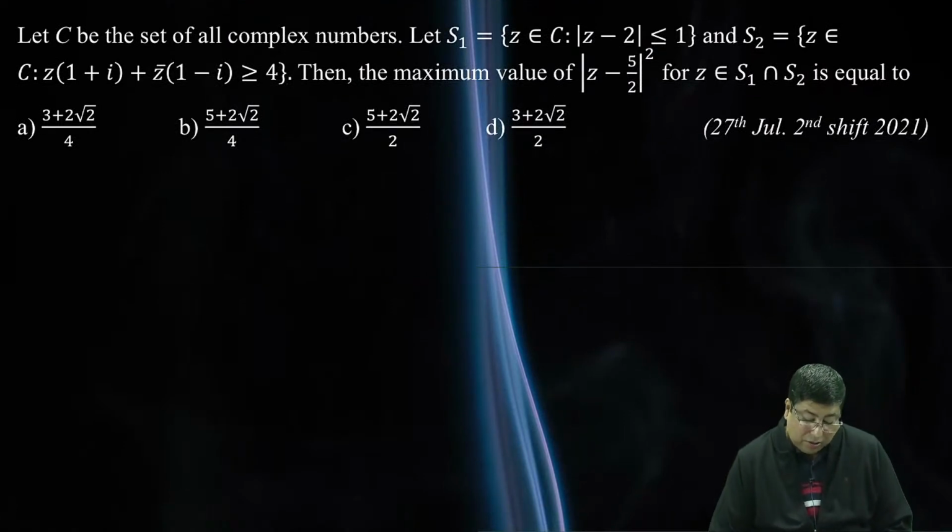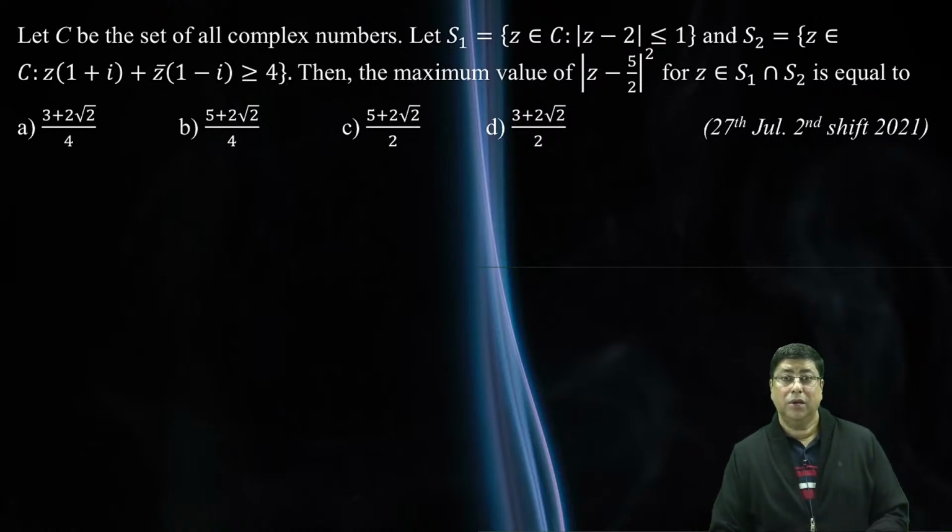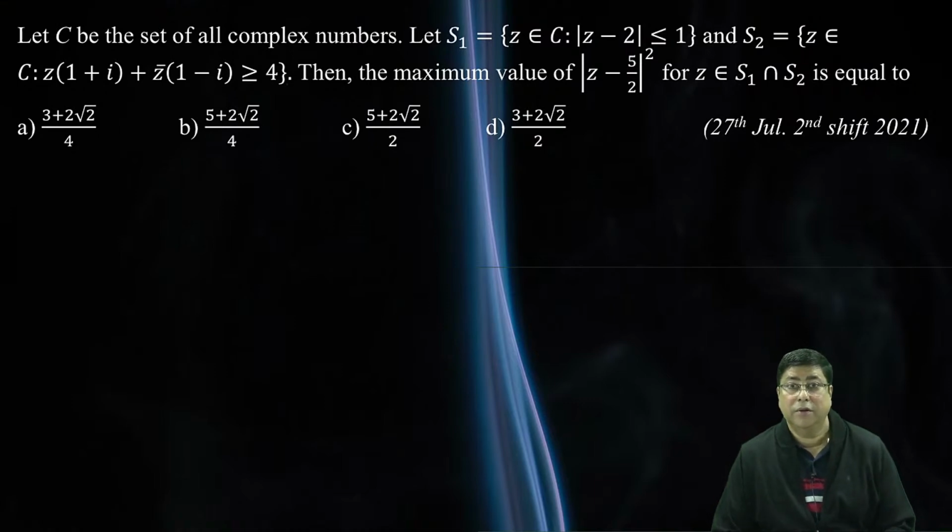Let C be the set of complex numbers and S1 in set form. Nowadays, we are seeing that in 2021, 2022, questions are coming in the set form. So, we have to understand exactly, it is very easy. We have to understand the set form. Okay? So, what to do? S1 is Z belongs to C, mod of Z minus 2 less than equal to 1.